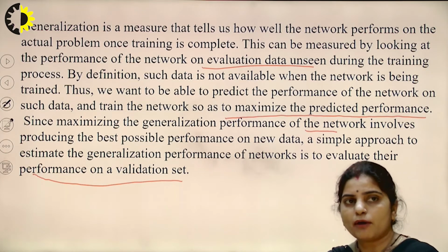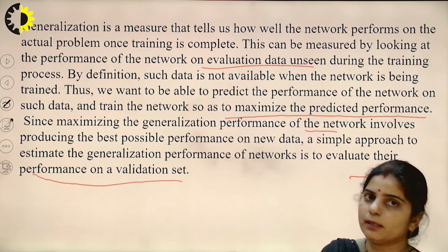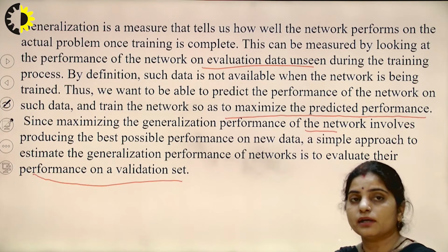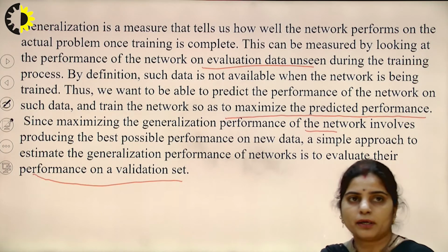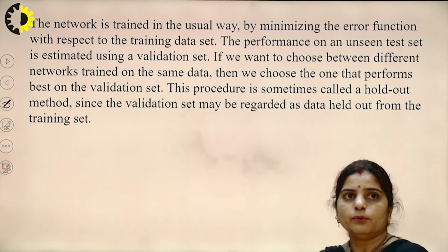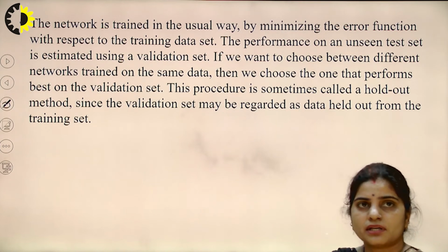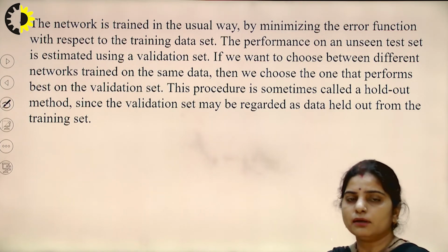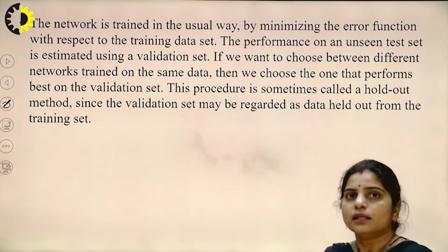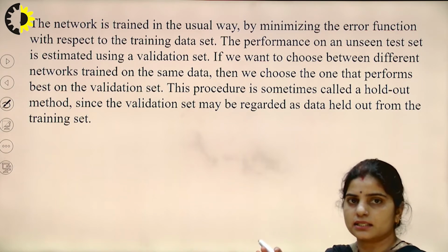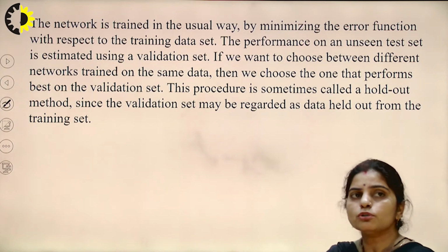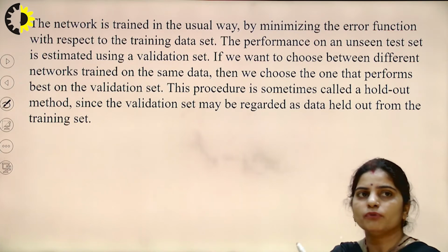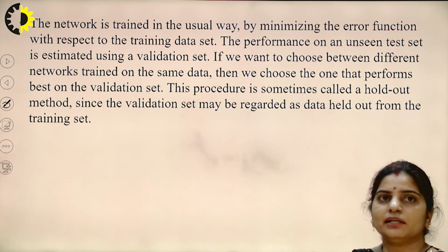So whenever you have to estimate the generalization performance of any particular network, first of all you have to evaluate its performance on a validation set. Once the network is trained by minimizing the error function with respect to the training data set, the performance on unseen test data can be estimated using the validation set. If you want to choose between different networks trained on the same data, we can choose the one that performs best on the validation set.